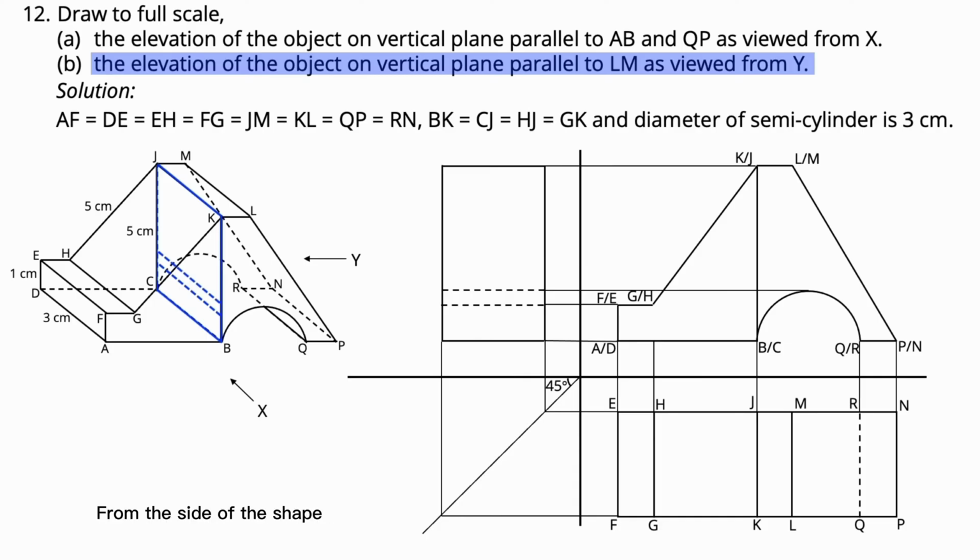From the side of the shape, P, Q, B, and A; N, R, C, and D; G and F; H and E; L and K; M and J. The elevation of the object as viewed from Y is drawn.